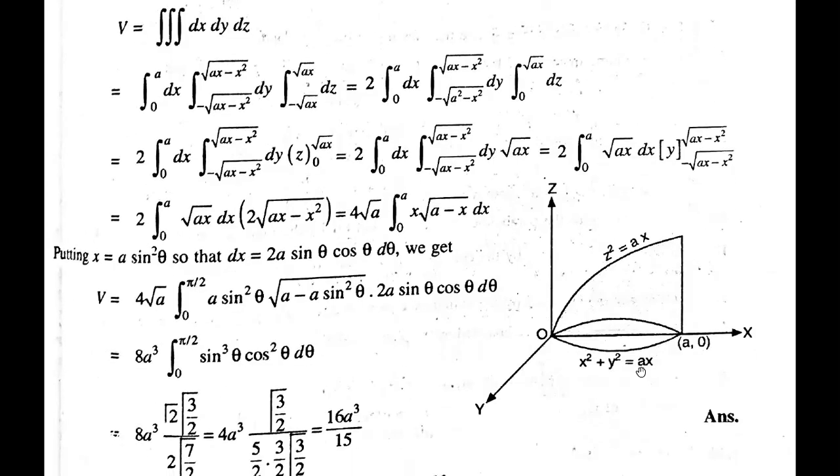So you will calculate directly by yourself. This is your figure. x square plus y square is equal to ax. That means this is a circle having center (a/2, 0) on the x-axis, and z square is equal to ax is a parabola in your xz plane, right? And it will be parallel to the x-axis. So you can see your figure there, right?